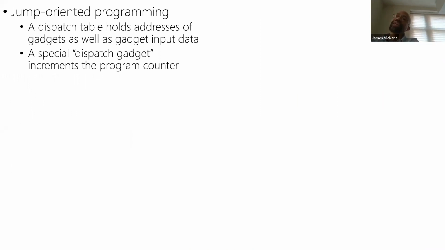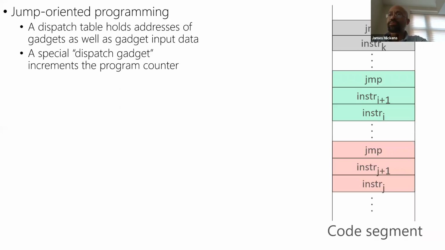So what happens in jump-oriented programming? In jump-oriented programming, there's going to be a dispatch table that holds the addresses of gadgets as well as the gadget input data. And you need this special dispatch gadget, which is going to increment this gadget-based program counter. So imagine the code segment, you've got a bunch of gadgets, 3 in this case, and we're doing jump-oriented programming. Note that all of these gadgets now terminate with the jump instruction, not with the ret instruction.